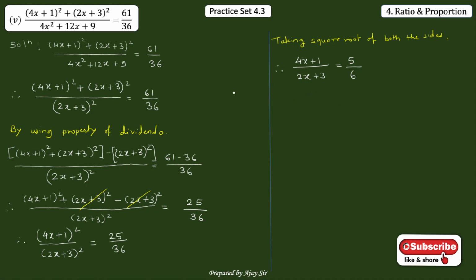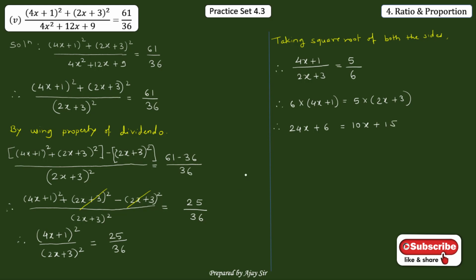Now let us find x by taking the cross product. So 6 into (4x+1) is equal to 5 into (2x+3). Let us multiply 6 inside both the terms: 6 fours are 24x plus 6 is equal to 10x plus 15.